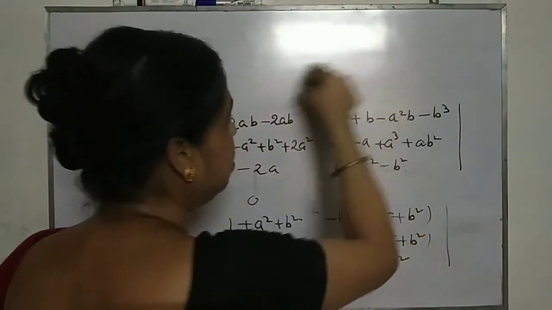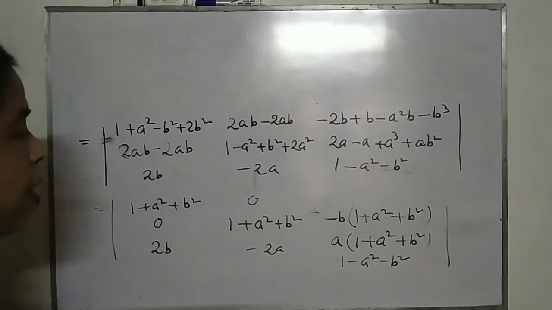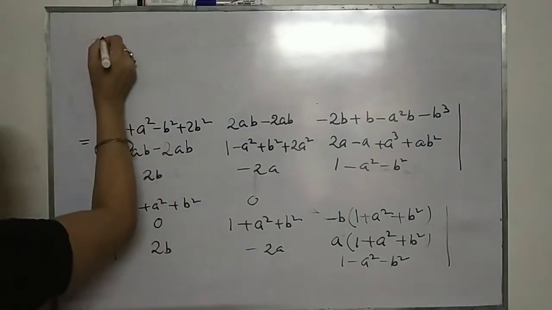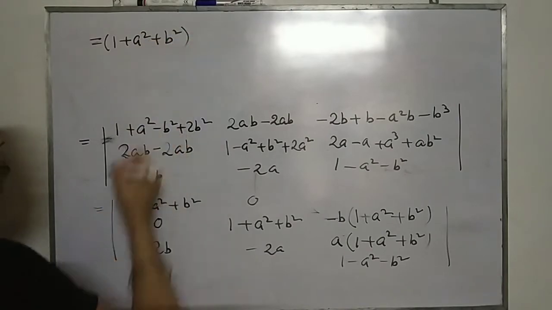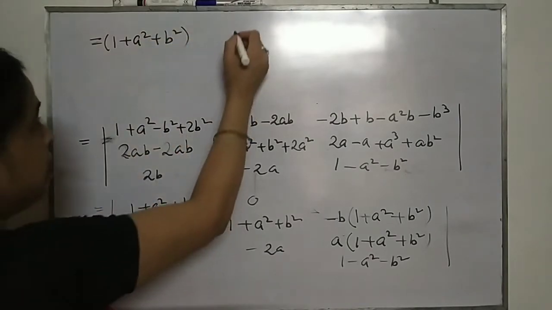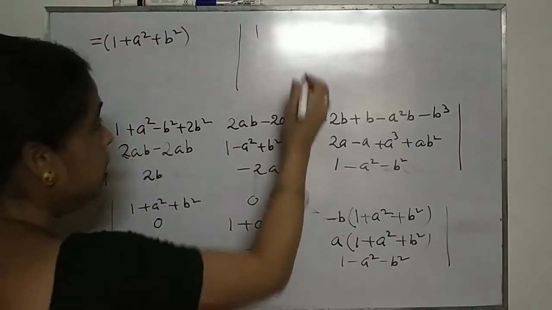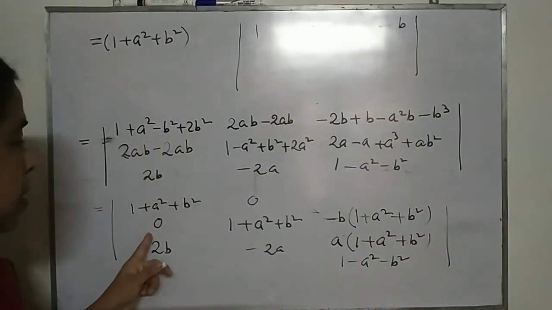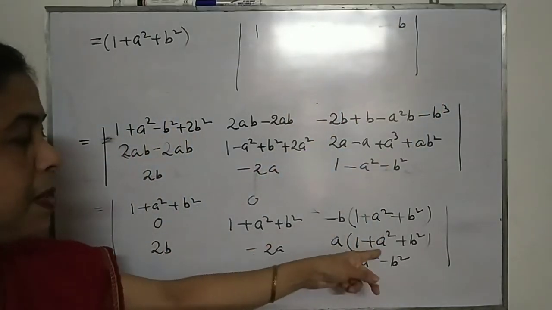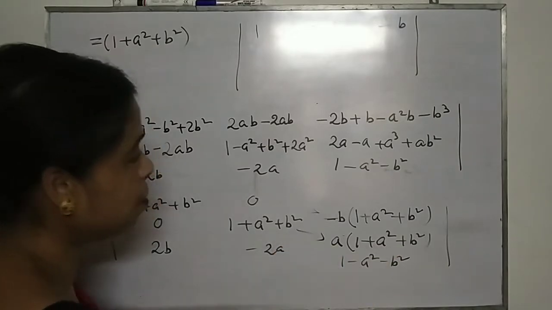After that, what I am going to do? I will take common 1 plus a square plus b square from the first row. Here what is left? 1, this is 0 and here it is minus b. Second row also 0, 1 plus a square plus b square and a square plus b square. Again, this is your second row.